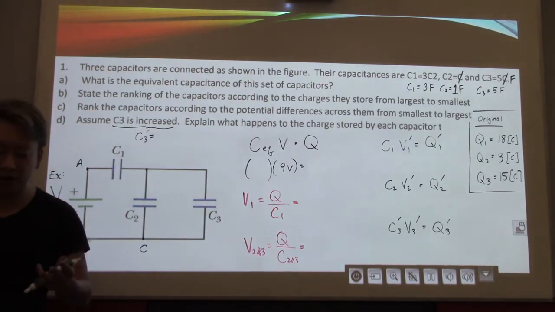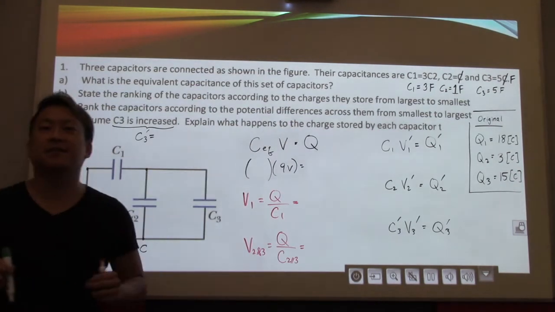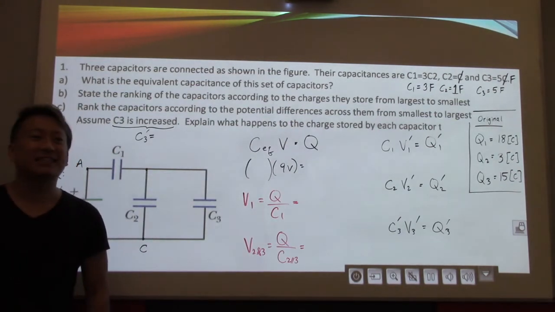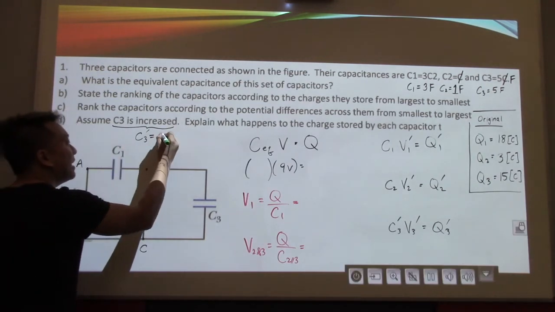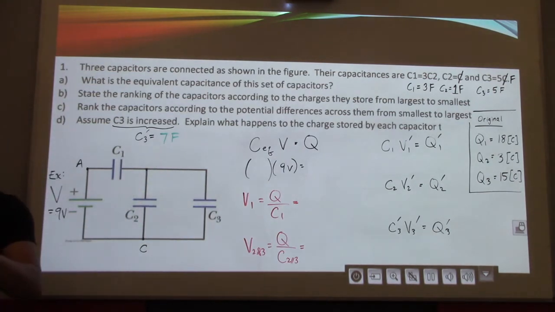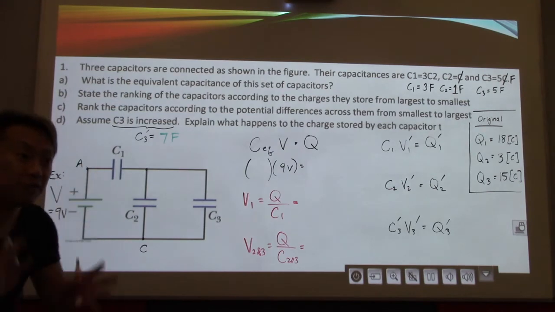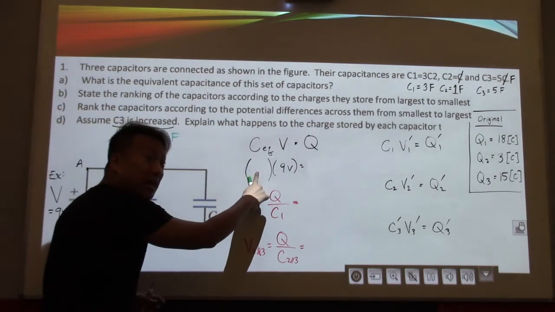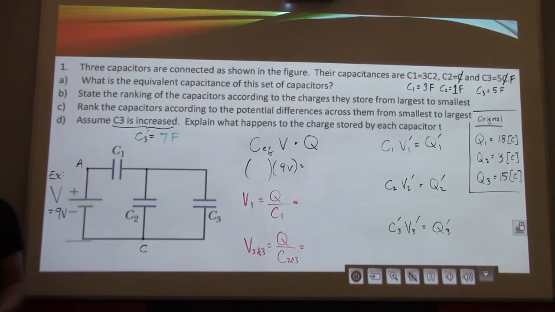So let's just take from the audience, give me a number that is larger than 5 farads. Someone said 7? Okay, so the new number is 7 farads. That means that the overall equivalent capacitance will also change. So we have to recalculate what this is.